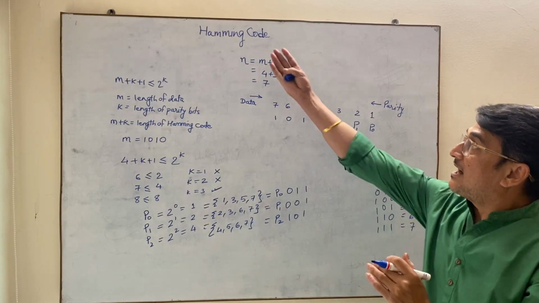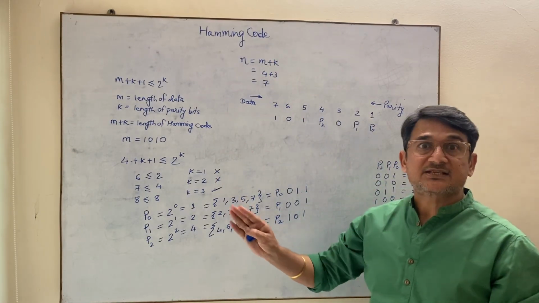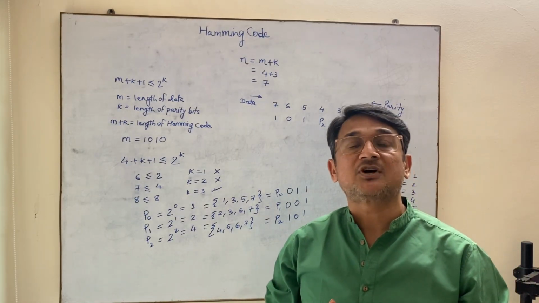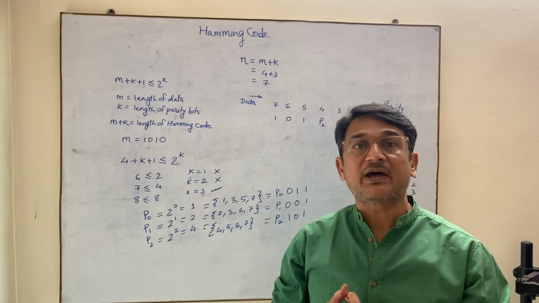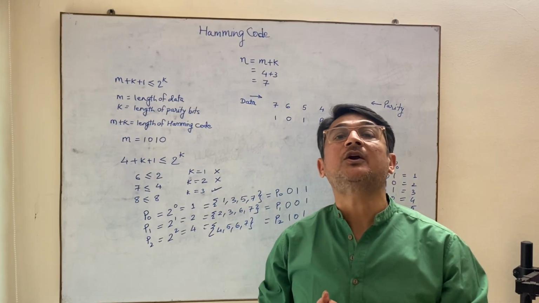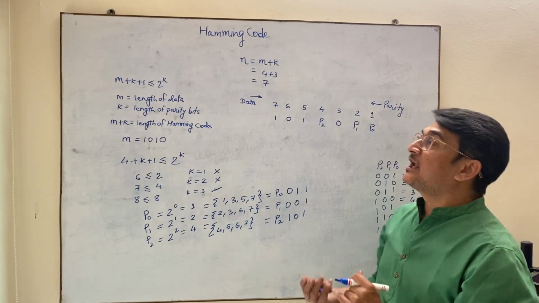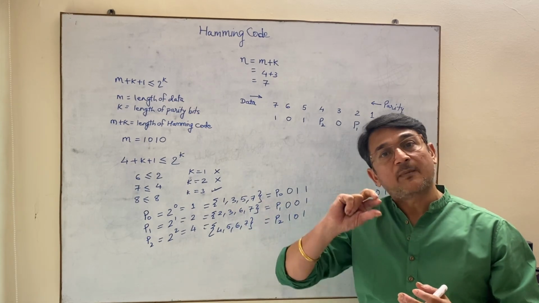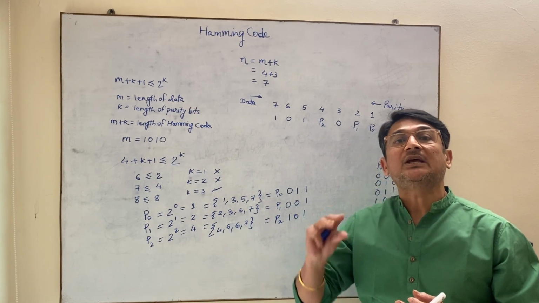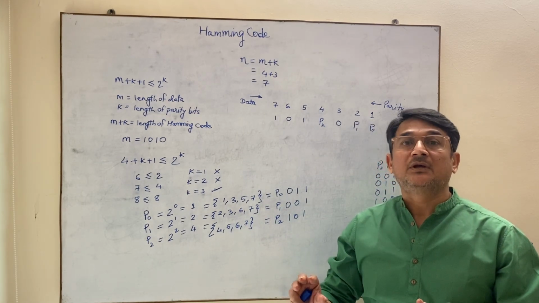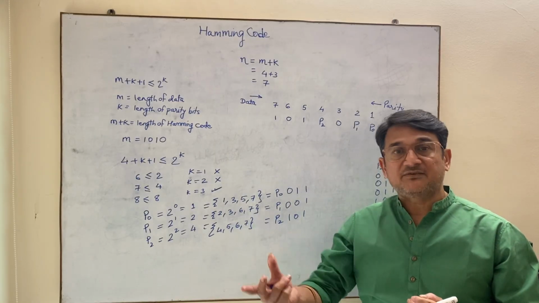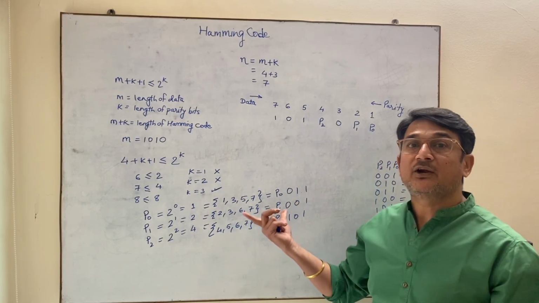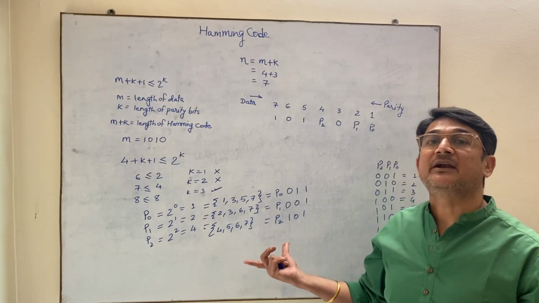Now after all this process, we need to calculate the Hamming code, and there are basically two types of Hamming code. One is known as even parity Hamming code, another is known as odd parity Hamming code. If in the exam they ask to calculate the Hamming code, then by default you have to calculate the even parity Hamming code. If they specify, then only you will calculate the odd parity Hamming code. Right now we are calculating the even parity Hamming code.